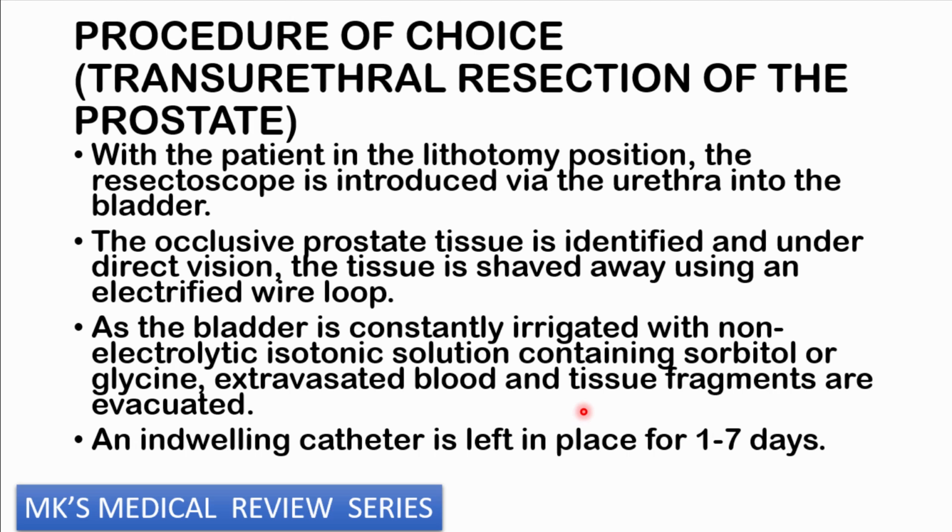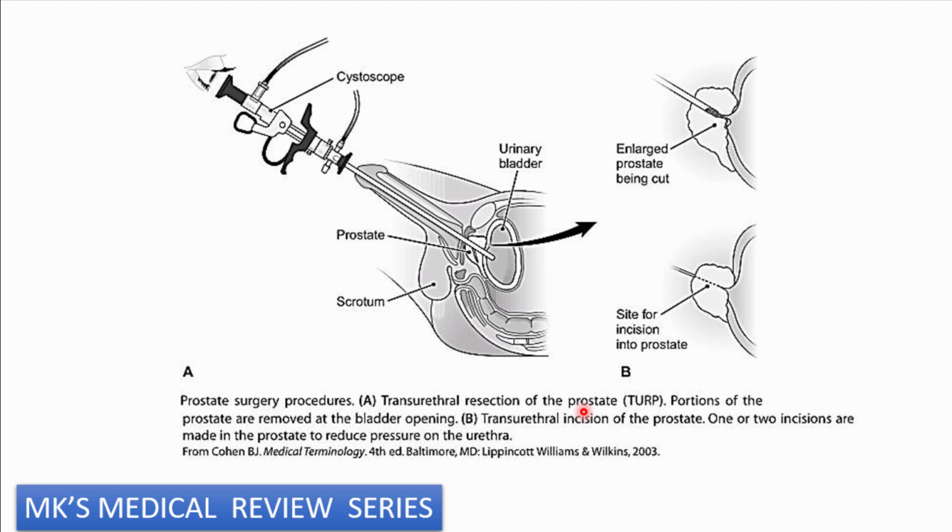tissue is going to be identified, and under direct vision the tissue is going to be shaved away using this electrified wire loop. And then of course, as the bladder is constantly irrigated with this non-electrolytic isotonic solution containing sorbitol and glycine, extravasated blood and tissue fragments are going to be evacuated. So after this procedure, you're going to be placing an indwelling catheter that's going to be left in place for about 1 to 7 days.